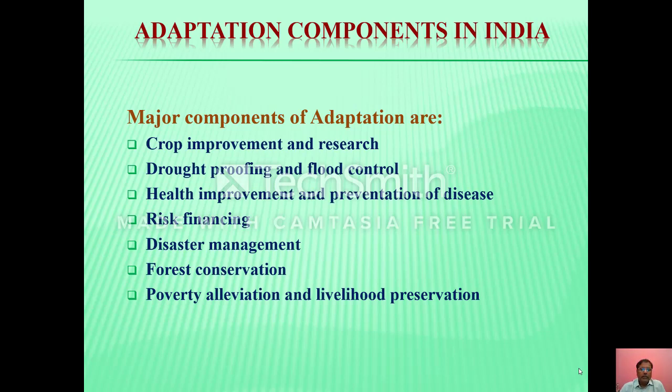Crop improvement is very important because agriculture, especially plant agriculture, is very much vulnerable to climate change. Climate change consequences are considered to be drought, flood, increasing disasters, change in raining season and rainfall pattern, and increasing incidence of disease.